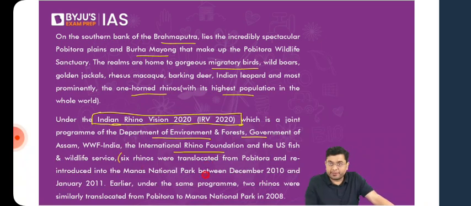6 rhinos were translocated from Pobitora and reintroduced into the Manas area. Earlier also, there has been a shifting of rhinos from Pobitora to Manas, because we have talked about how in the region of Pobitora the density and the population is in general very, very high. So that is the case of the Pobitora Wildlife Sanctuary.